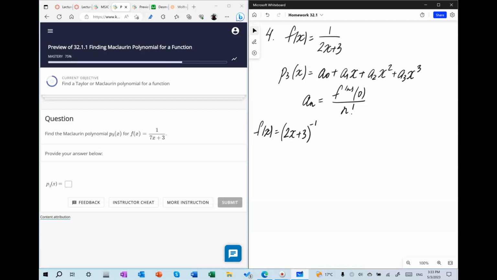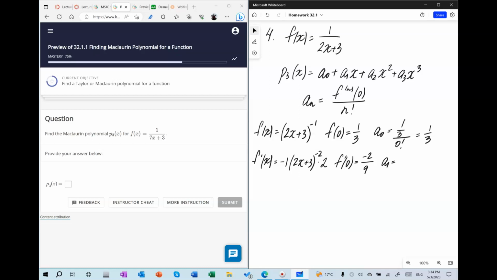I'm going to write it in exponential form. It makes it easier to find the derivative. So the derivative will be negative 1 times (x plus 3) to the power negative 2 times 2. f prime at 0 will be negative 2 over 9, and a1 will be negative 2 over 9 over 1 factorial, which is negative 2 over 9.